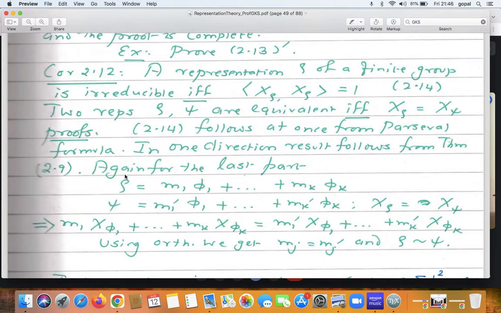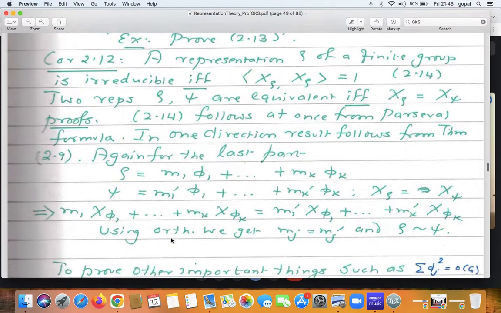In one direction, the result follows from 2.9. Again, for the last part, if rho is m1 phi1 plus ... plus mk phi k, and psi is m1 prime phi1 plus ... plus mk prime phi k, and you know that chi rho equals chi psi, then take the character of both sides. It means that m1 chi phi1 plus ... plus mk chi phi k equals m1 prime chi phi1 plus ... plus mk prime chi phi k. Now use the uniqueness of Fourier expansion, or take the inner product of both sides with chi phi1, and you get m1 equal to m1 prime, etc.